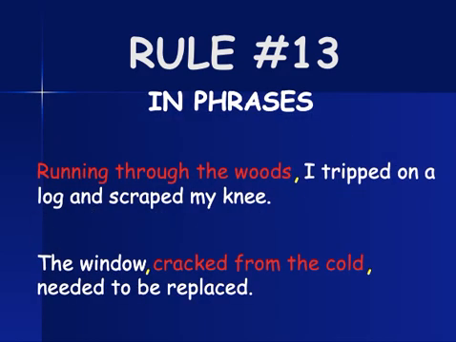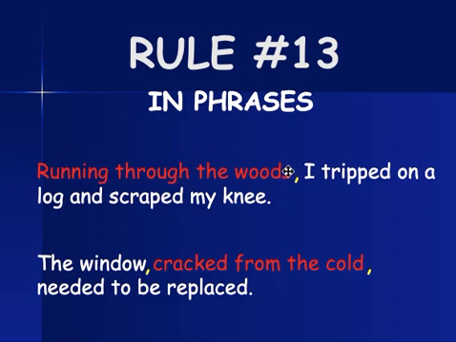Here's an example. The sentence reads, "Running through the woods, I tripped on a log and scraped my knee." Okay, so clearly in red, this is what's called a dependent clause, because by itself, it makes no sense. If I just said to you, "running through the trees," and that was it, your first question would be like, what about it? What happened? Who's running through the trees?